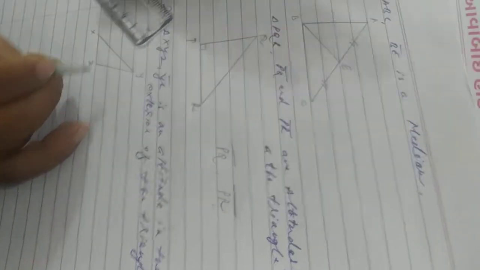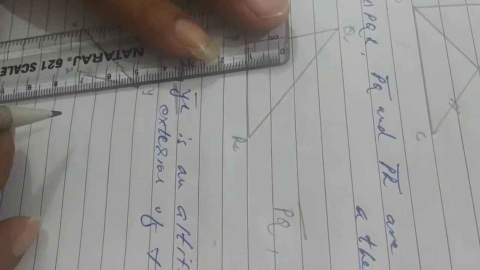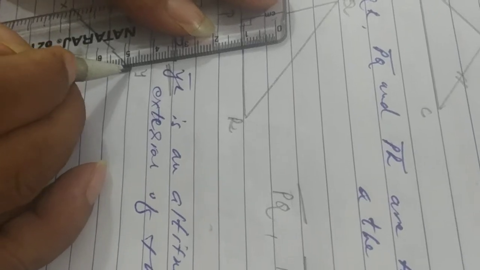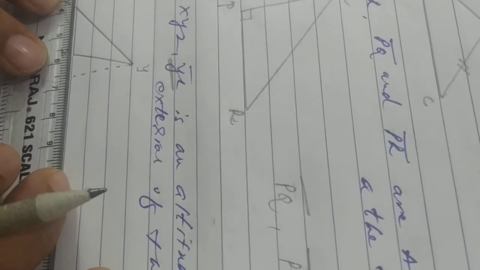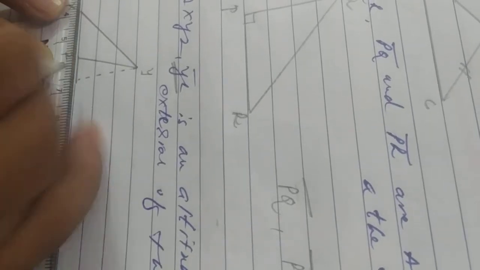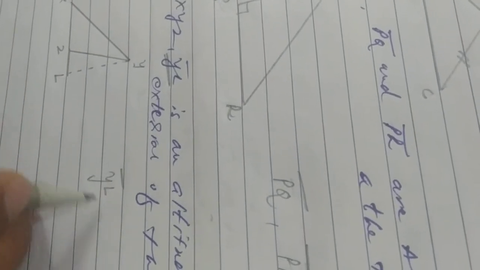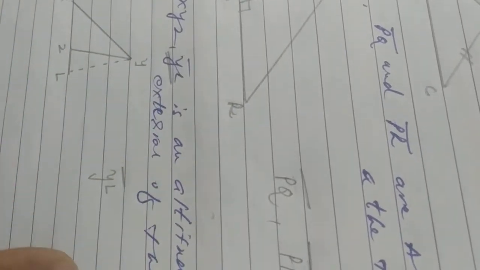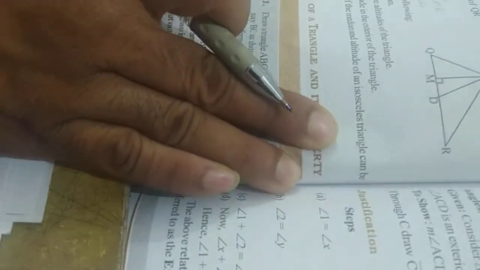X, Y, Z. Which is the altitude? YL. Exterior, right? So here YL is an exterior altitude, in the exterior of the triangle. Got it? Now third example.